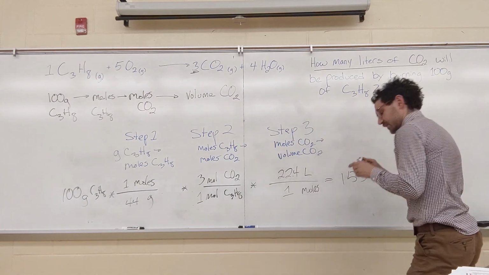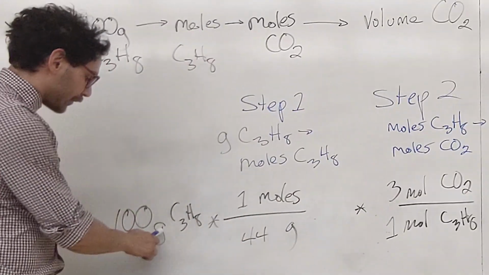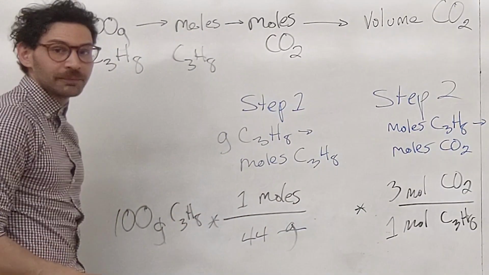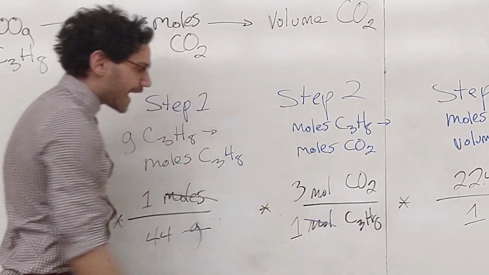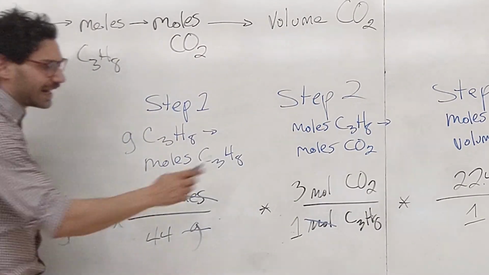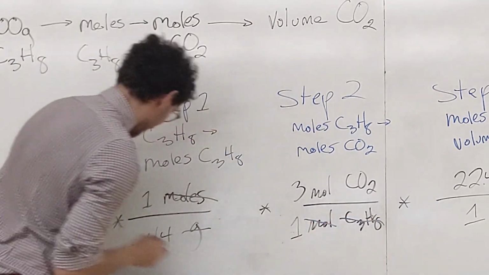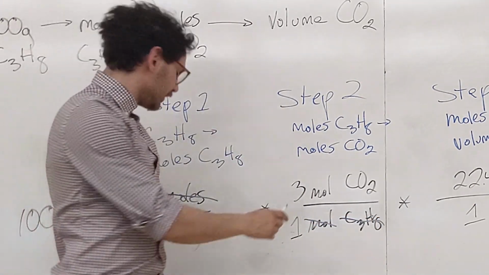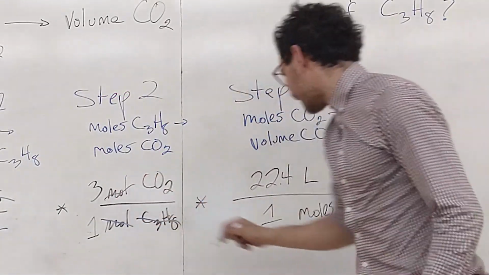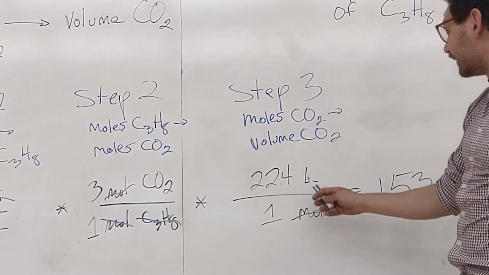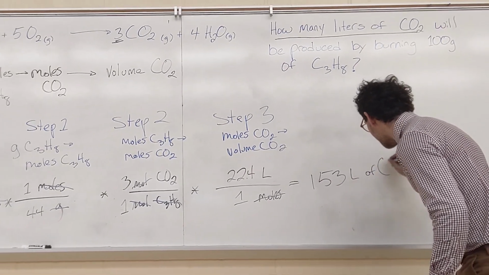And what are the appropriate units to put on this? Let's think about that really quickly. I start off with grams of C3H8. I have grams getting divided by grams here, so those should cancel out. And I've got moles, but these get divided by moles here. And C3H8 is being divided there. If I start with C3H8 and I divide by C3H8, anything divided by itself cancels. So now I'm left with just moles of CO2. And I divide by moles again, so these moles are going to get canceled out with these moles. So all I've got left are liters of CO2. My answer is 153 liters of CO2.